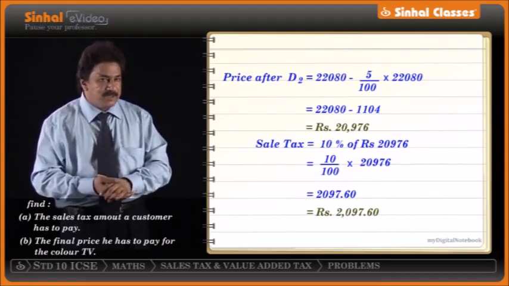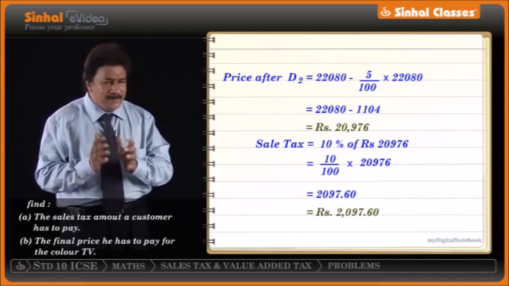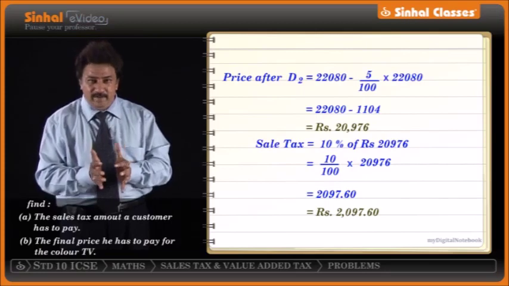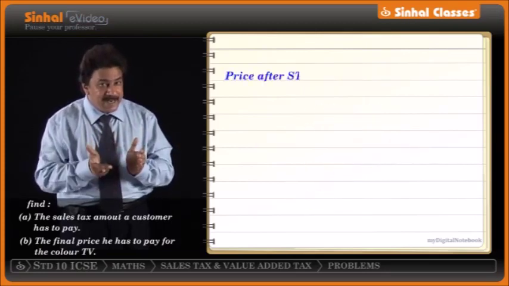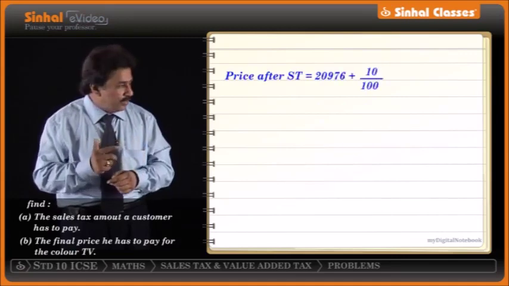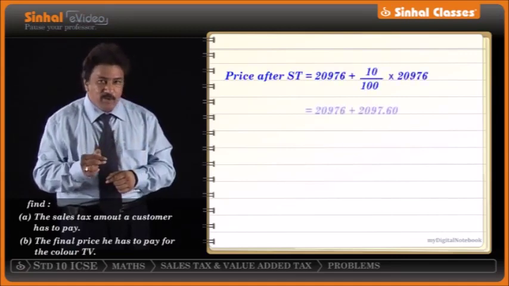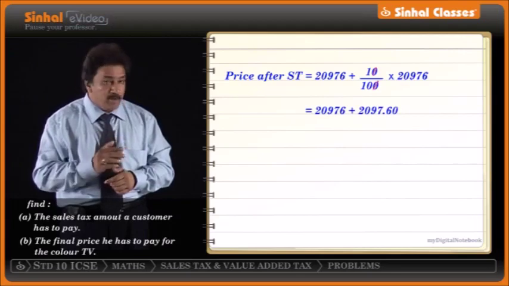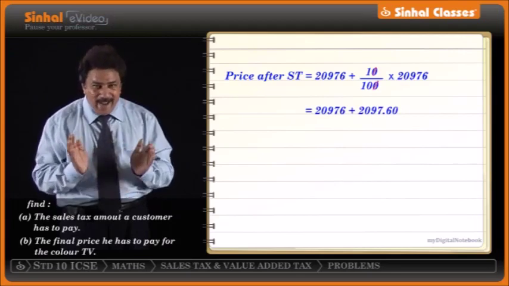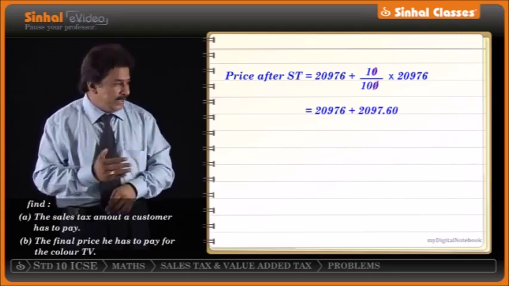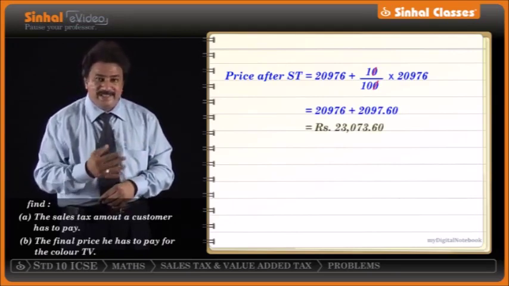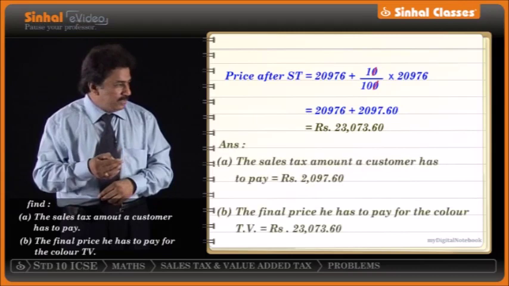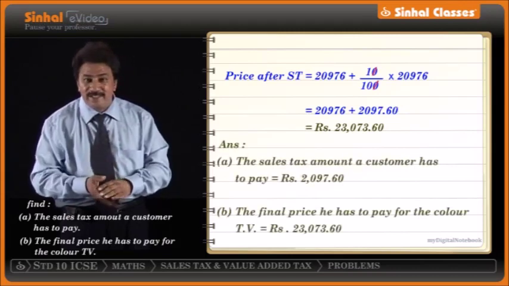And the second part of the question says find the final price of the color TV. When I say final price, it is the price after two discounts plus the sale tax, that is 20,976 plus 2,097.60. You add them, you club them together, and what you get is 23,073 rupees 60 paisa. 23073.60. That's the answer.